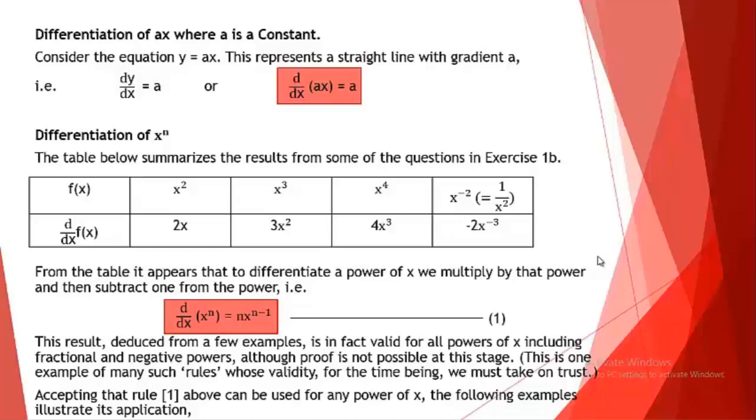This result deduced from a few examples is in fact valid for all powers of x, including fractional and negative powers. Although proof is not possible at this stage, this is one example of many such rules whose validity, for the time being, we must take on trust. So rule number 1 can be used for any powers including fractional and negative powers. Accepting that rule 1 above can be used for any power of x, the following examples illustrate its application.